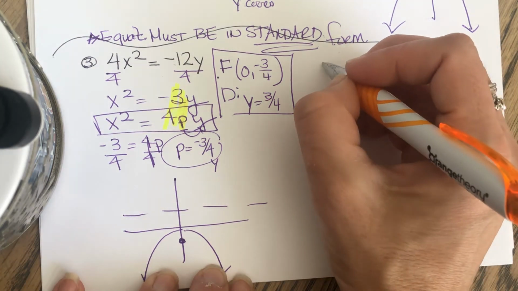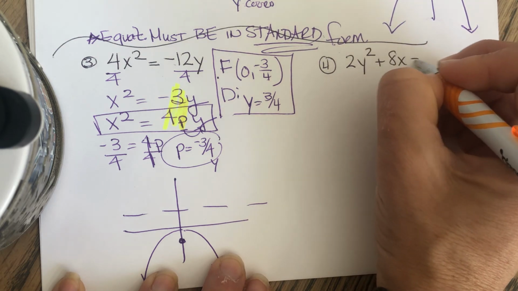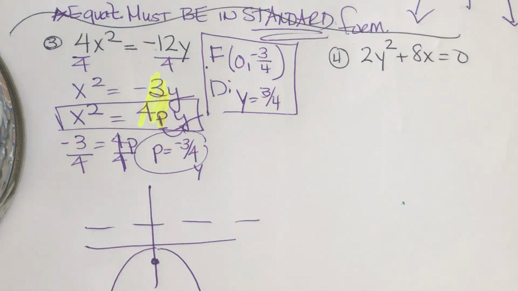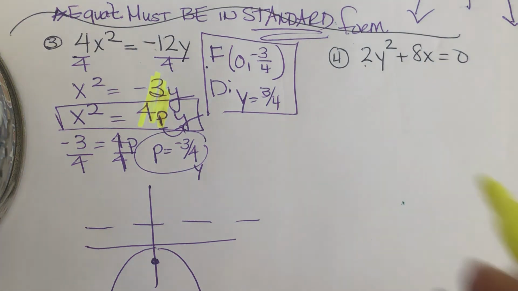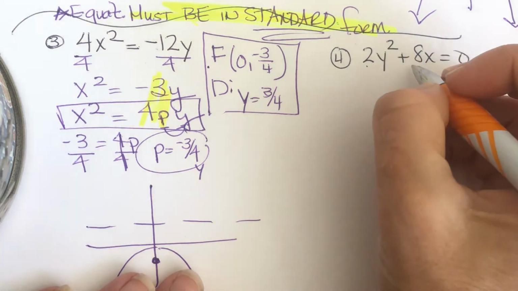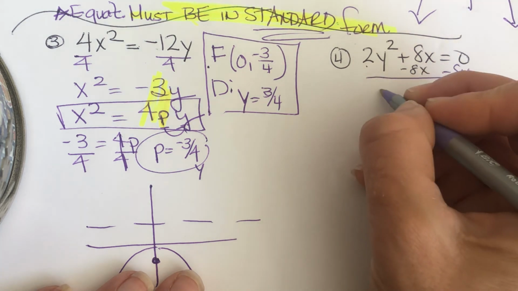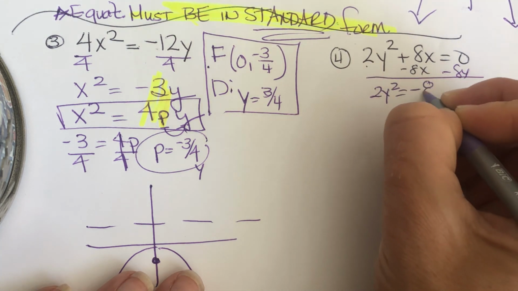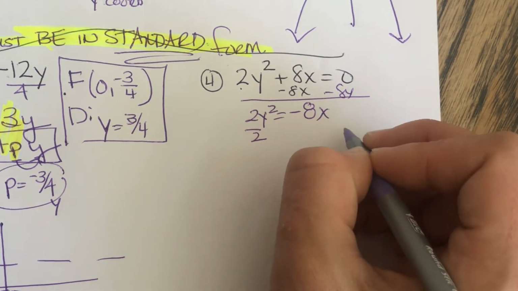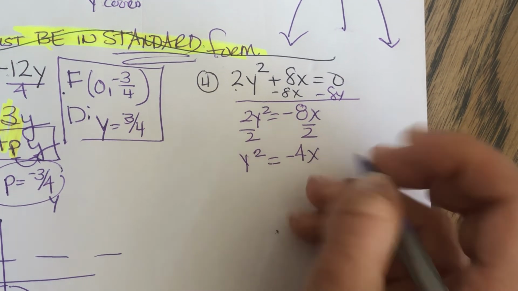Okay, last one, you guys. Number 5. All right, so we have 2y squared plus 8x equals 0. Again, this is not standard form. So for standard form, I want y squared alone. So first let's move the 8x over. So we have 2y squared equals negative 8x. Don't lose your signs. It's obviously very important. Okay, and then we're going to divide by 2. So we have y squared equals negative 4x.